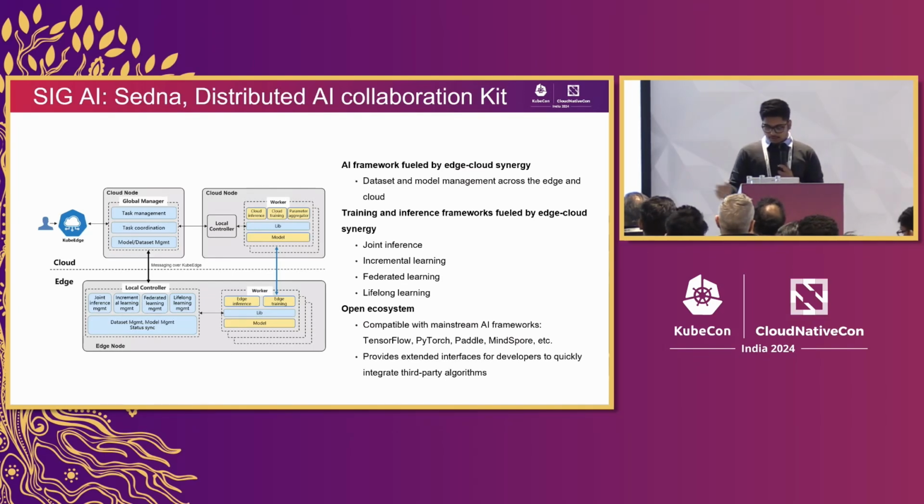Then there is incremental learning, which basically means the model keeps on learning with new data being fed, and these being accumulated over the cloud. And there is federated learning for data privacy and for security reasons. And then there is lifelong learning, where we basically manage a knowledge library. Talking about the open ecosystem, we are compatible with most of the popular AI frameworks like TensorFlow, PyTorch, Paddle, etc.